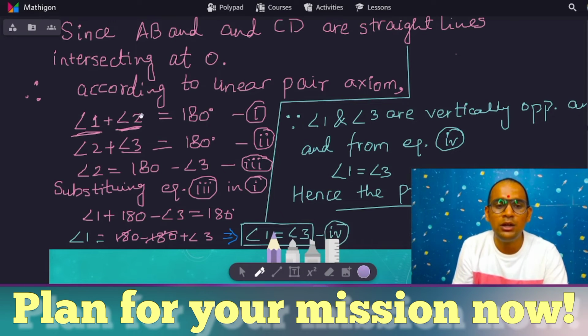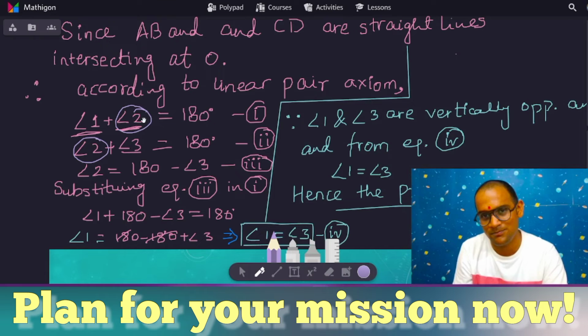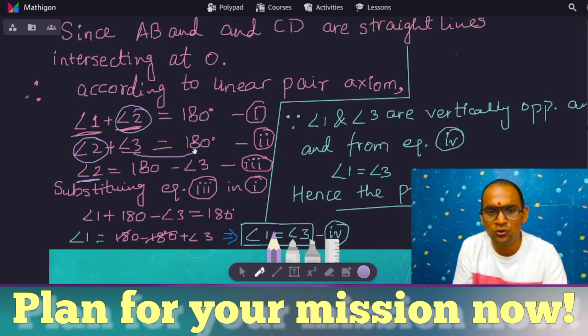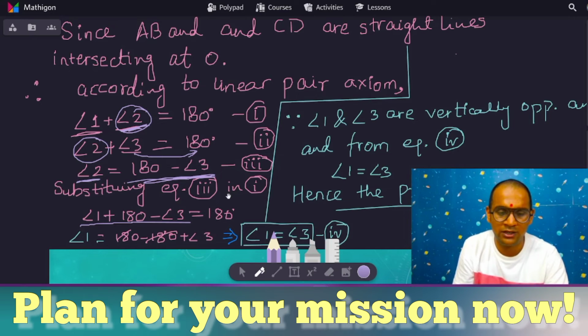Let's begin. As you can see, in both the equations angle 2 is common. So why not take help of one of the equations and substitute the value of angle 2? That is how we do the substitution process. So from equation 2, I will find the value of angle 2. Angle 2, if I have to keep it there, angle 3 goes to the other side. It's positive here, so when it goes to the other side, it becomes negative: angle 2 equals 180 minus angle 3. Now substituting equation 3 in equation 1, instead of angle 2, we will substitute 180 minus angle 3. So angle 1 plus 180 minus angle 3 equals 180 degrees. That is what we have done, the substitution.